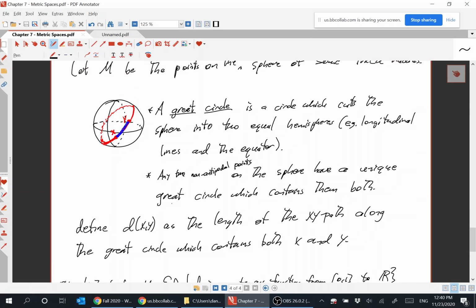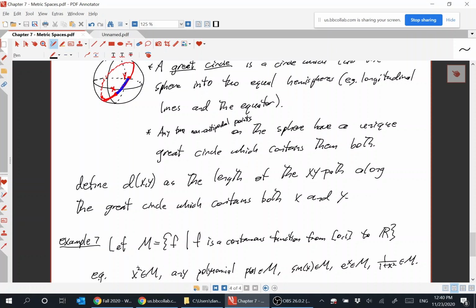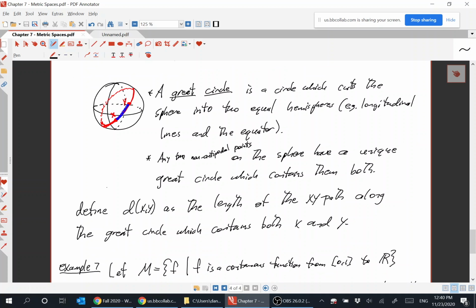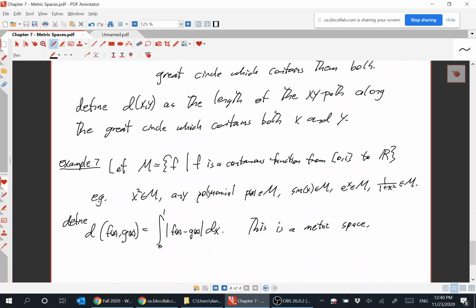And the distance between 2 points is the length of the path along a great circle, the shorter of the 2 lengths. And that's a metric space. Now, there's an actual formula that goes along with that when you use these spherical coordinates. And that's something that can be covered in a geometry class. And then a final example. So this is no geometry whatsoever.